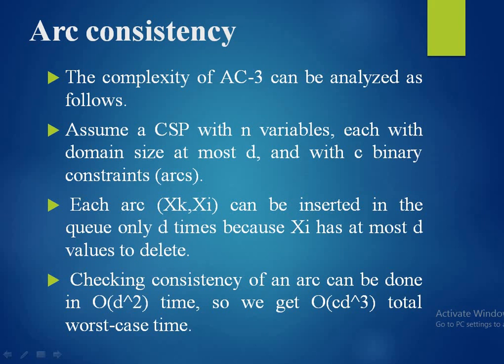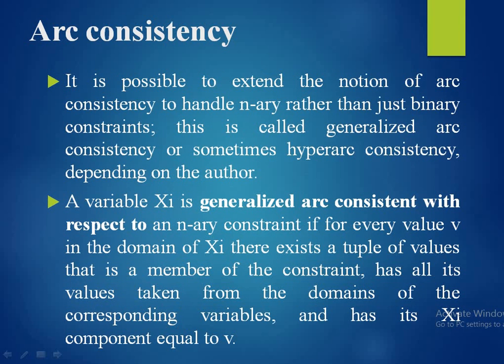The complexity of AC3 can be analyzed as follows. Assume a CSP with n variables, each with domain size at most d and with C binary constraints, that is arcs. Each arc (xk, xi) can be inserted in the queue only d times because xi has at most d values to delete. Checking consistency of an arc can be done in O(d^2) time. So we can get O(c d^3) total worst case time.